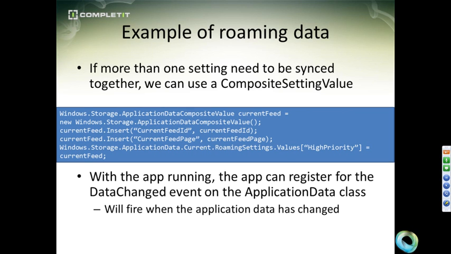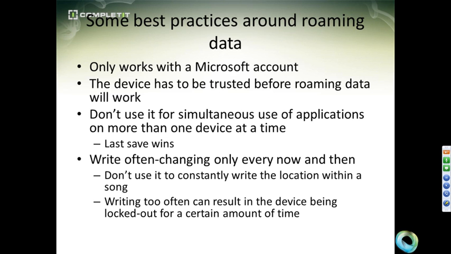You can use more than one value as a composite value, which is basically a combination of more than one value. And you can also register for the data changed event. The data changed event will fire if the application is running on one device and the data was changed on another device. Then on that same device, it's going to fire data changed, so that you as a developer can work with the fact that the data in the background is being synced with the application. It only works when you have a Microsoft account used to log into the device, which is actually quite logical. Otherwise, Microsoft wouldn't be able to sync the data. The device has to be trusted, the same as for the Live SDK.